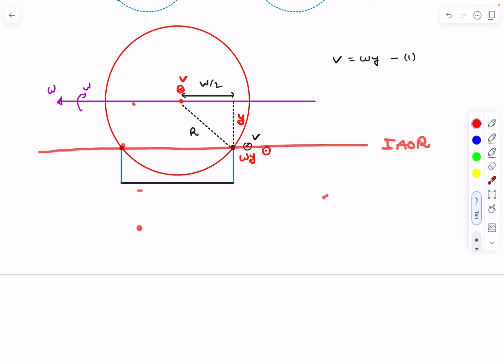And the explanation for that is exactly the same as what we did for this point over here. So the rotational speed of each of the points lying on this axis is equal to omega y, and v and omega y cancel each other. So all points lying on this horizontal line will have zero velocity.